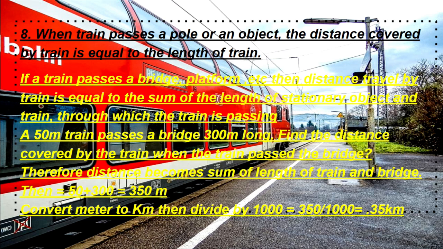We know that if it is in meters, then to convert to kilometers we divide by 1000. So 0.35 kilometers will be the answer if we convert this into kilometers. The solution is very simple. If it is passing a pole, we only calculate the train length, that is 50 meters. If it's passing a bridge or a platform of 300 meters, then it has to be added: 300 meters plus 50 meters of the train, so both have to be covered. In the pole case, nothing more has to be covered, only a small portion, so we are not bothering about that.